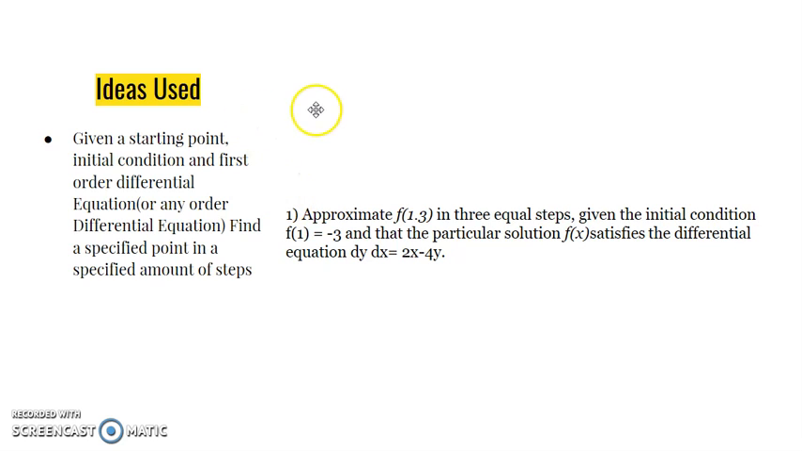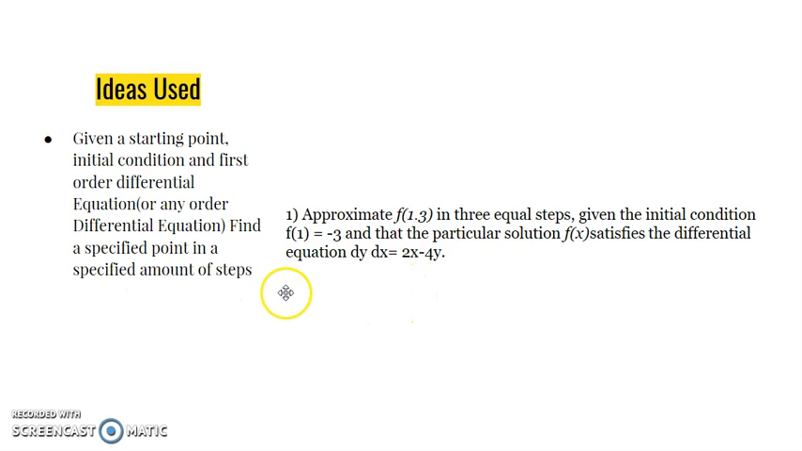So let's get into our first problem here that demonstrates that: given a starting point, initial condition, and first order differential equation, find the specified point in a specified number of steps. The problem we are going to read is: approximate f of 1.3 in 3 steps, given the initial condition f of 1 equals -3, where the particular solution f of x satisfies the differential equation dy over dx equals 2x minus 4y.